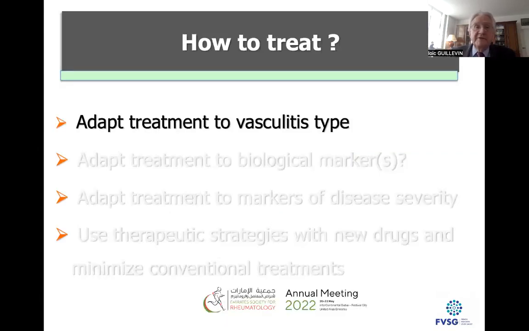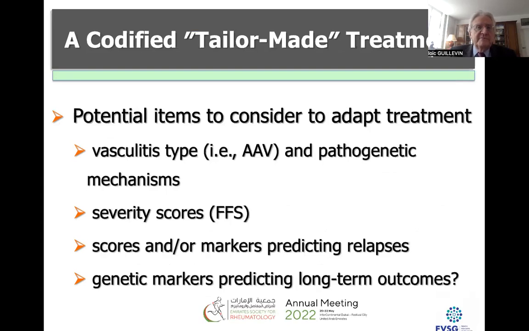First of all, how to treat the patients. We should adapt the treatment to the vasculitis type. You do not treat HCV cryo as you treat GPA. It is completely different. And we have potential items to consider to adapt the treatment. As I told you, the vasculitis type and the pathogenic mechanisms, with or without ANCA. The severity scores, the five-factor score, is now well recognized by the international community as a tool to select the most severe patients and to propose the most aggressive treatments for these patients.